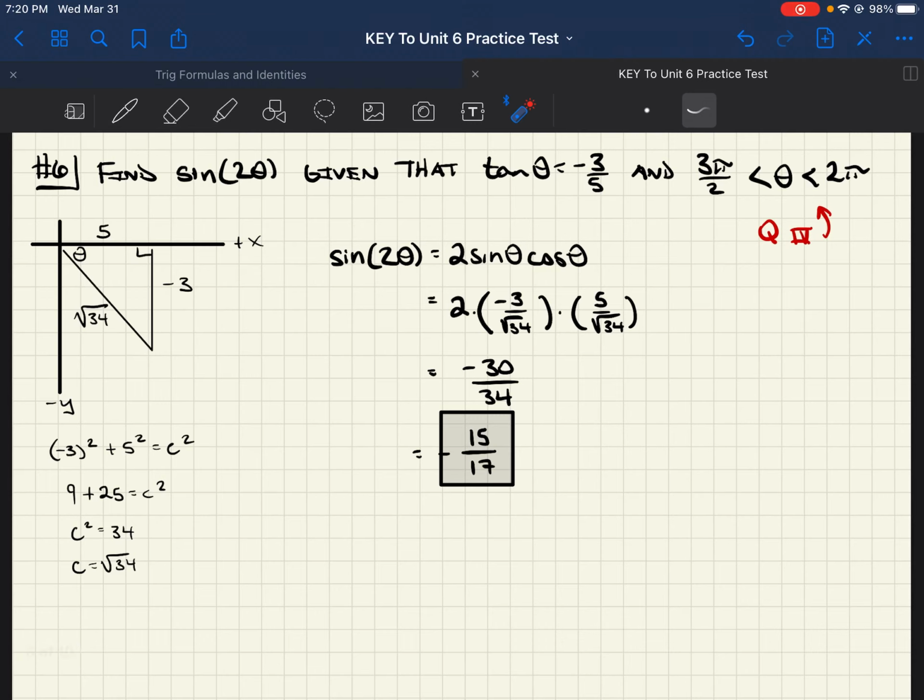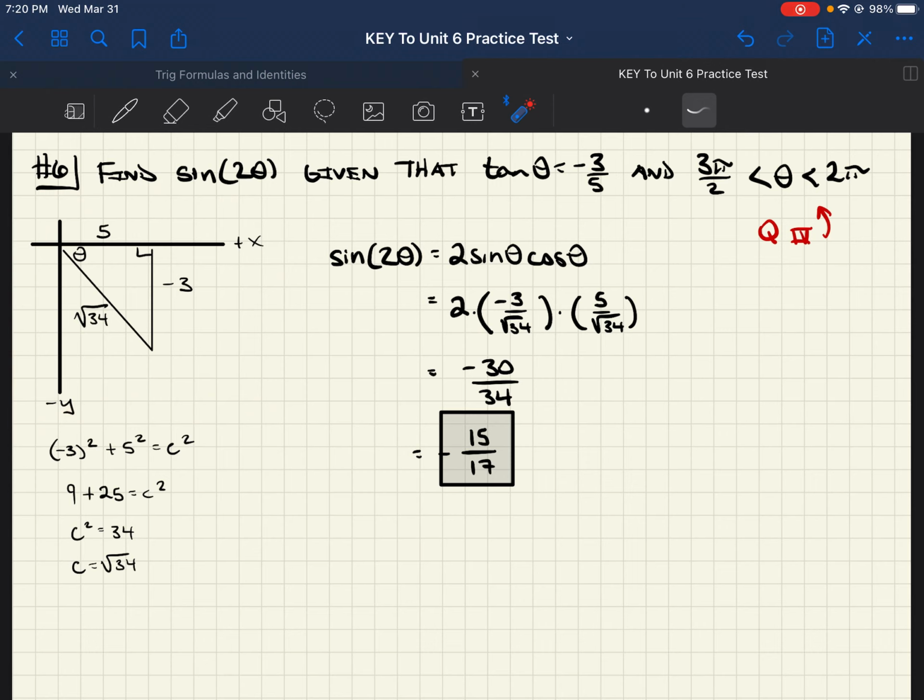All right, problem number 6. We want to find the sine of 2 theta, given that the tangent of theta is negative 3/5 and that theta is between 3 pi over 2 and 2 pi, which, by the way, means that theta is in the 4th quadrant. So setting up our 4th quadrant triangle right here, notice the x-axis is positive, the y-axis is negative, very important.